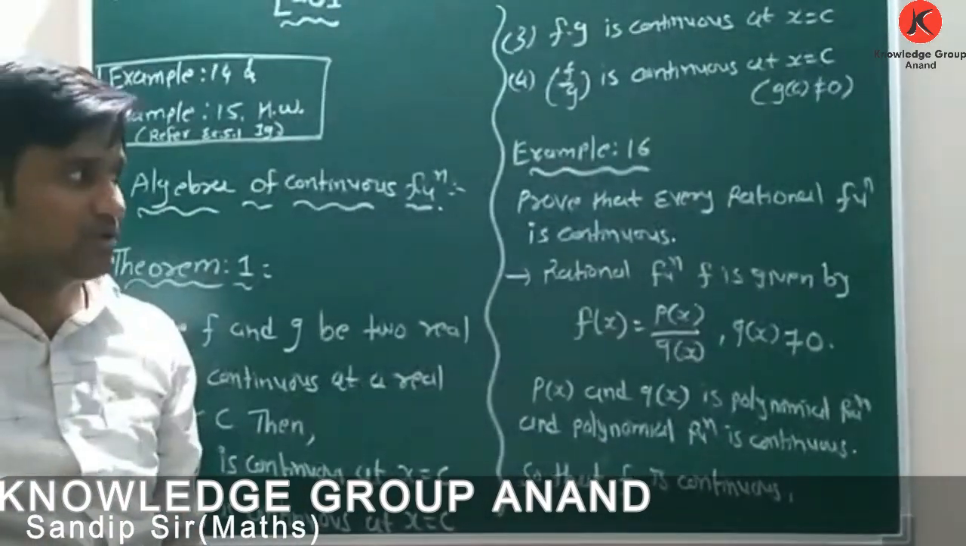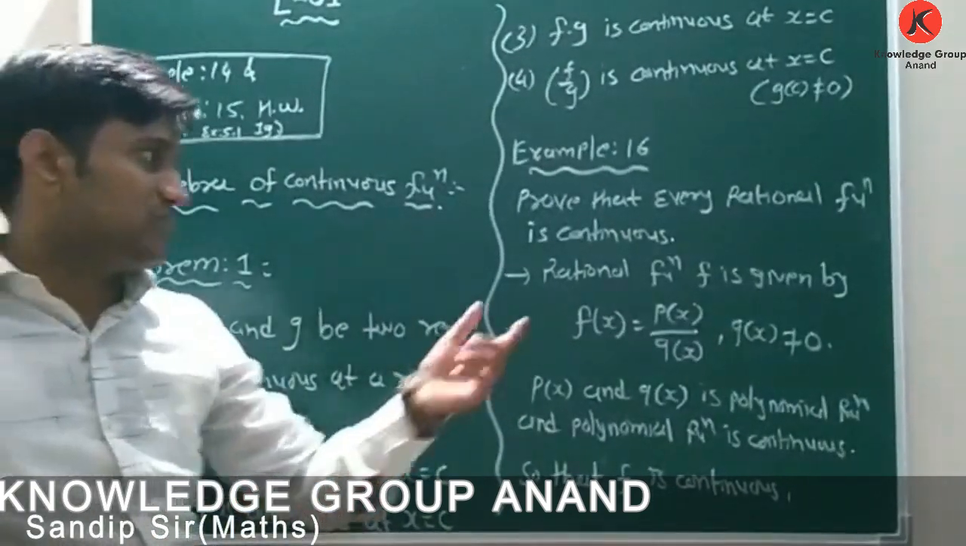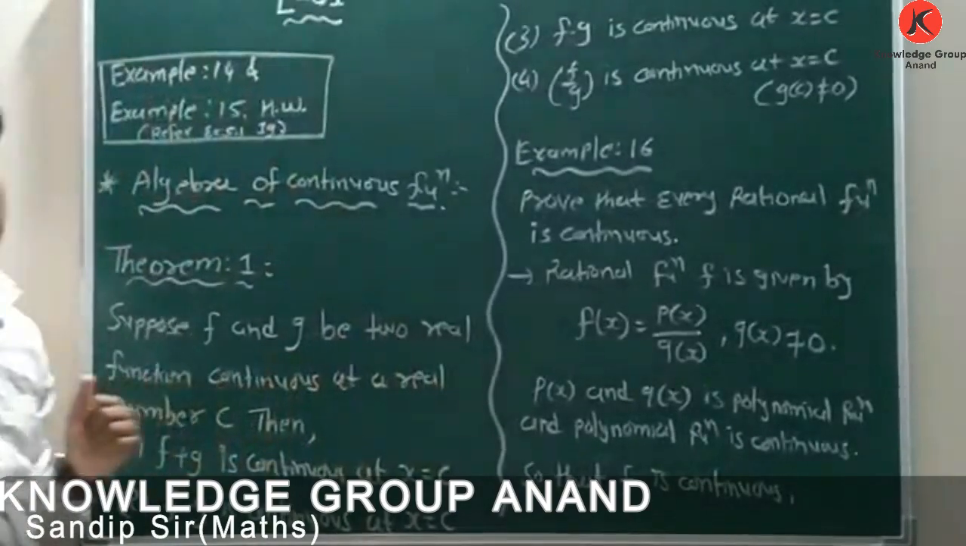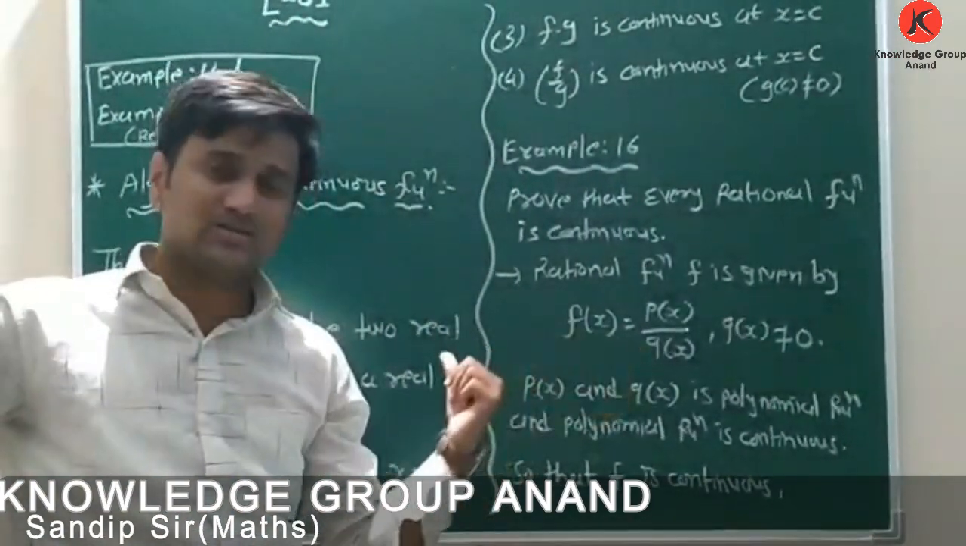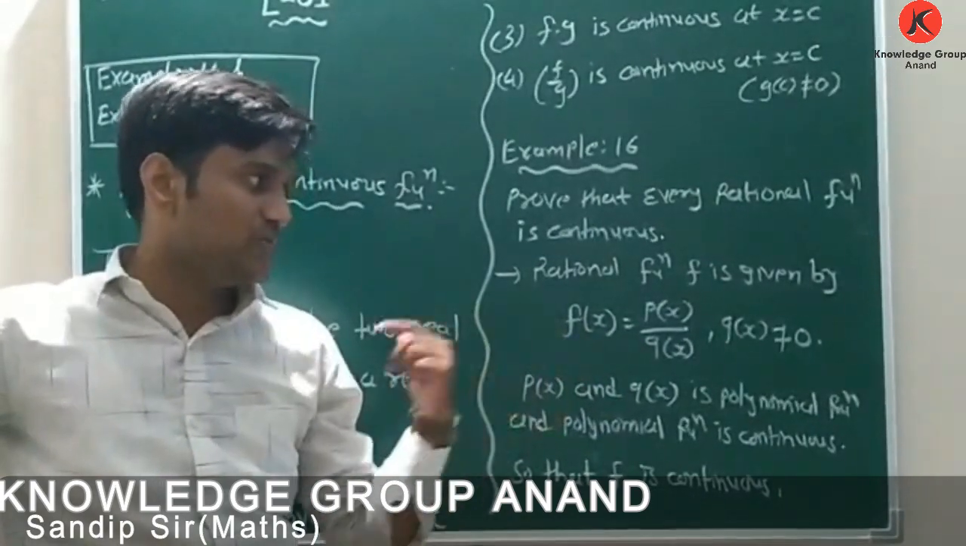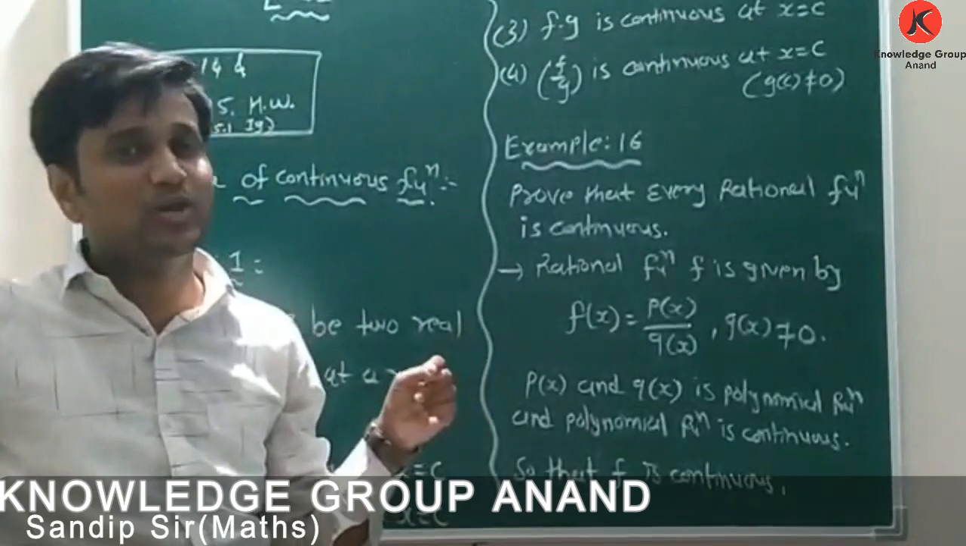Prove that every rational function is a continuous function. Every rational function is a continuous function. A rational function f is given by f of x is equal to p of x upon q of x, but q of x is not equal to 0. Here p of x and q of x are polynomial functions.